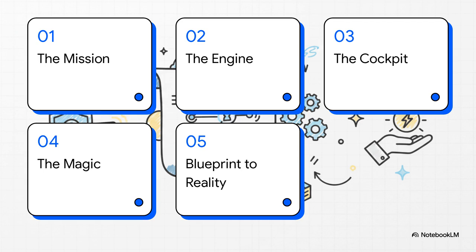So here's how we're going to break it all down. First, we'll look at the big picture, the mission. Then we're going to pop the hood and check out the Rust back end. That's the engine. After that, we'll jump into the cockpit, the React front end. Then we get to the really cool part, the AI and cryptographic magic that makes it all tick. And finally, we'll see how this whole blueprint goes from a plan to a real-world thing.